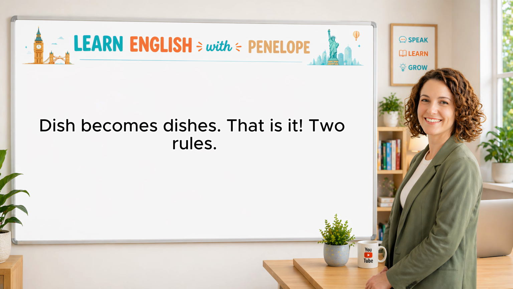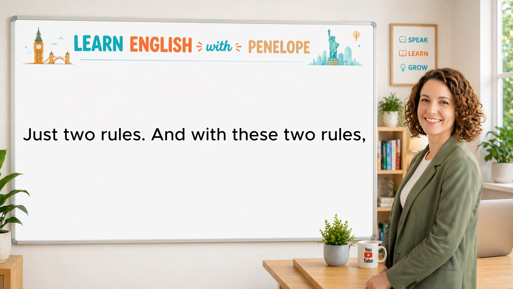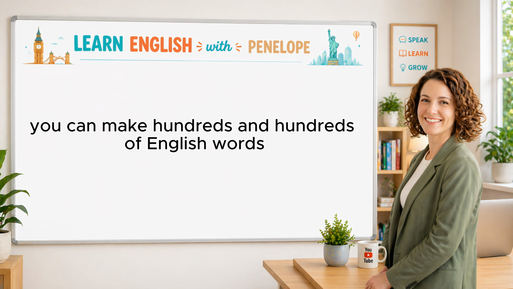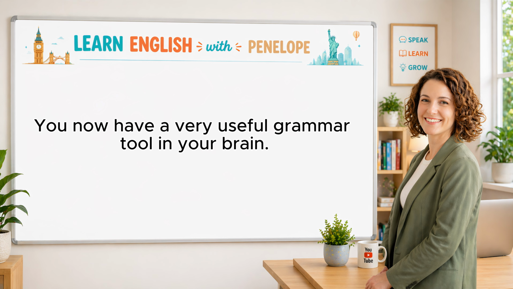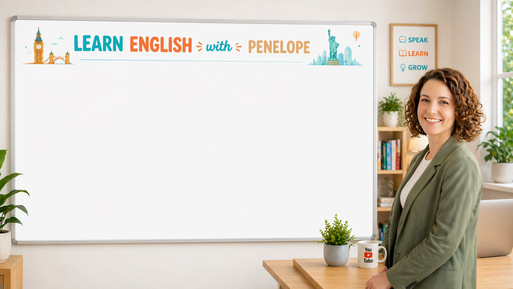That is it. 2 rules, just 2 rules. And with these 2 rules, you can make hundreds and hundreds of English words plural. You now have a very useful grammar tool in your brain.